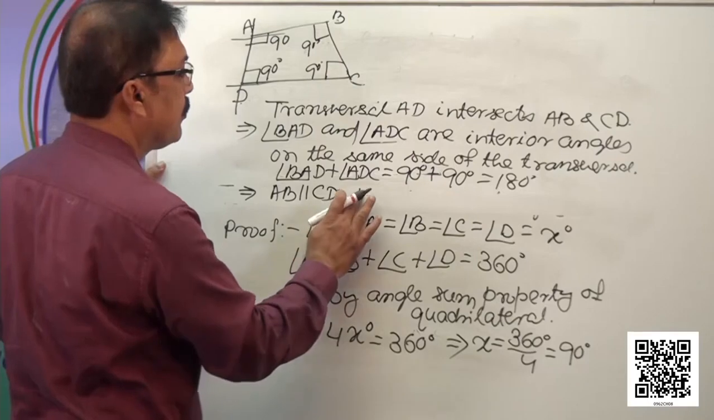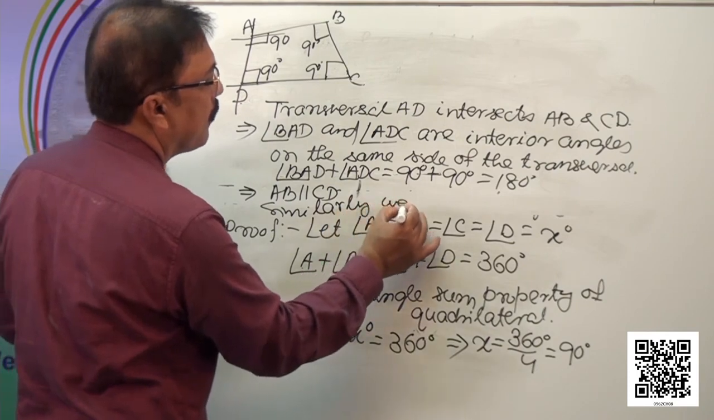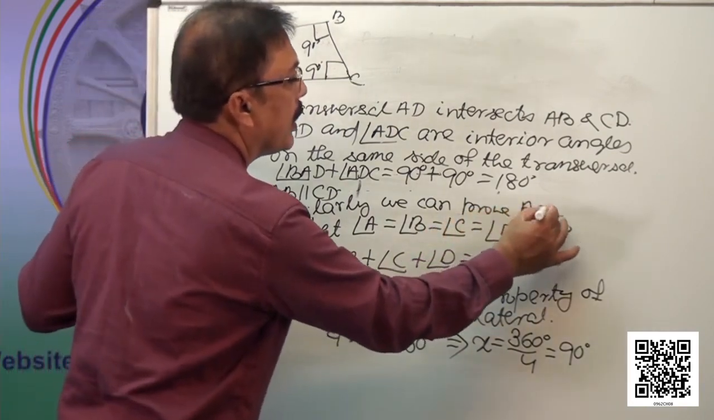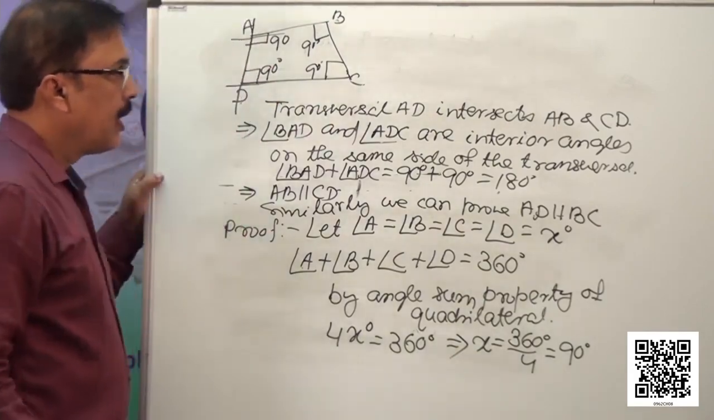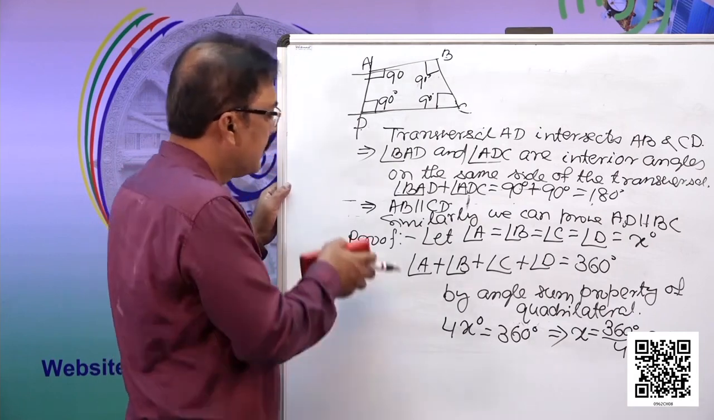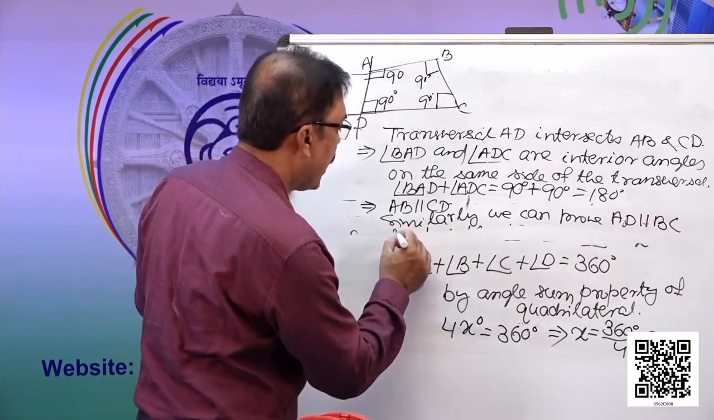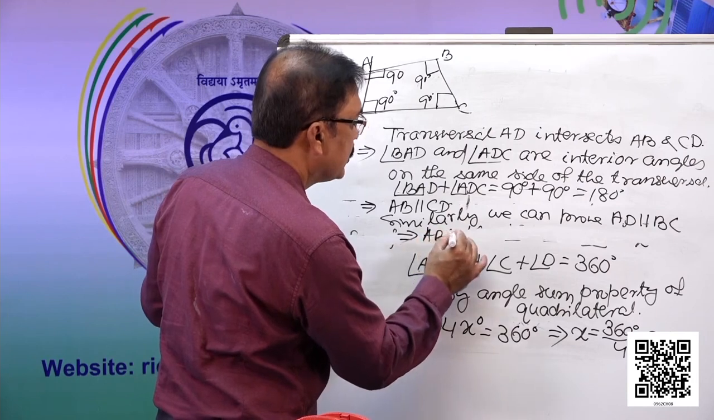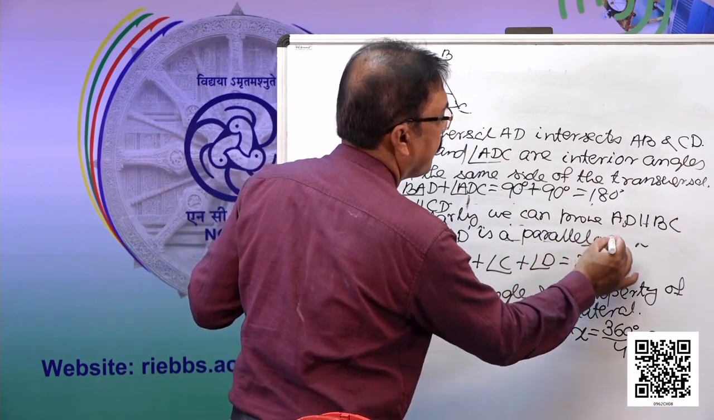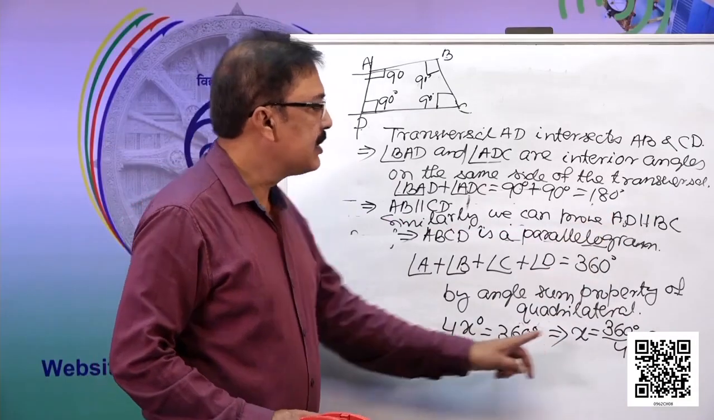Again, similarly, we can prove AD is parallel to BC. Now AB is parallel to CD, AD is parallel to BC. This implies ABCD is a parallelogram. Now ABCD is a parallelogram and each angle is 90 degree.